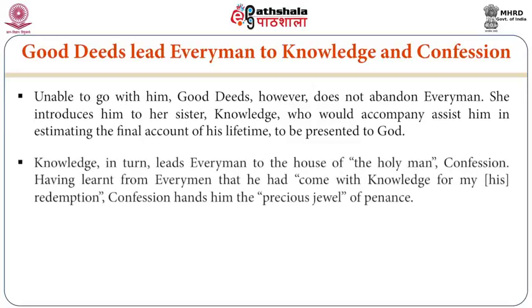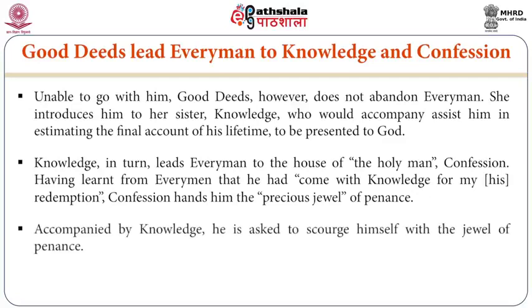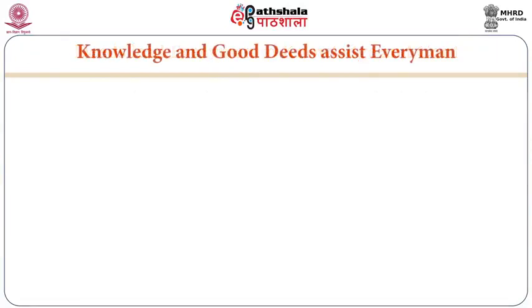Knowledge, in turn, leads Everyman to the house of the holy man, Confession, having learned from Everyman that he had come with Knowledge for his redemption. Confession hands him the precious jewel of Penance. Accompanied by Knowledge, he is asked to scourge himself with the jewel of Penance. Then, Knowledge and Good Deeds assist Everyman.